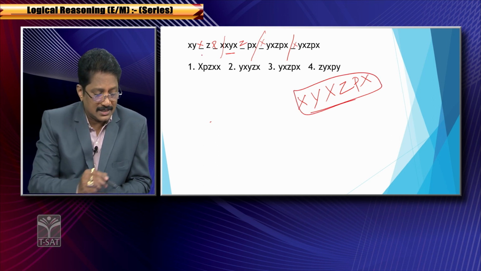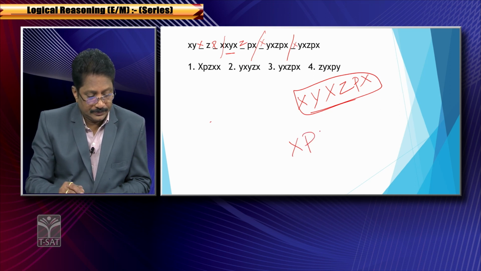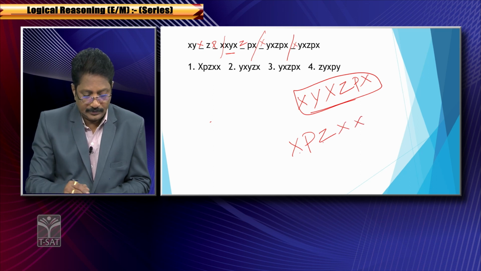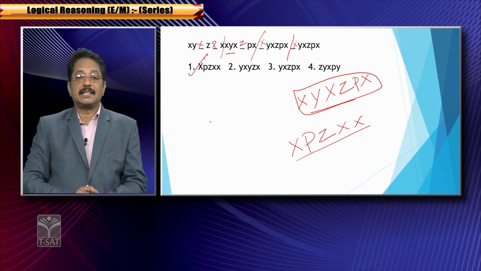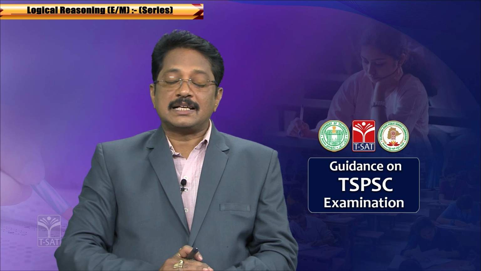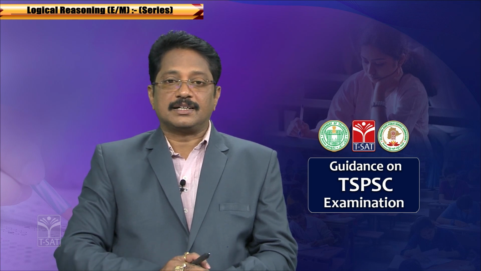So what is the answer here? We have X, P, Z, X, X. Correct? X, P, Z, X, X is the answer. So option 1 is the correct answer. Clear? Once again, I am saying you have to count all the letters in the series and divide it into groups. Each group has the same number of letters. That's very, very important. Clear? Okay.